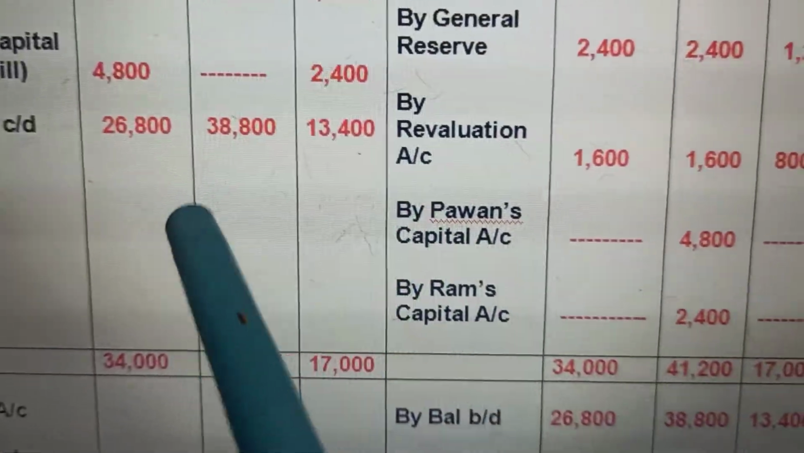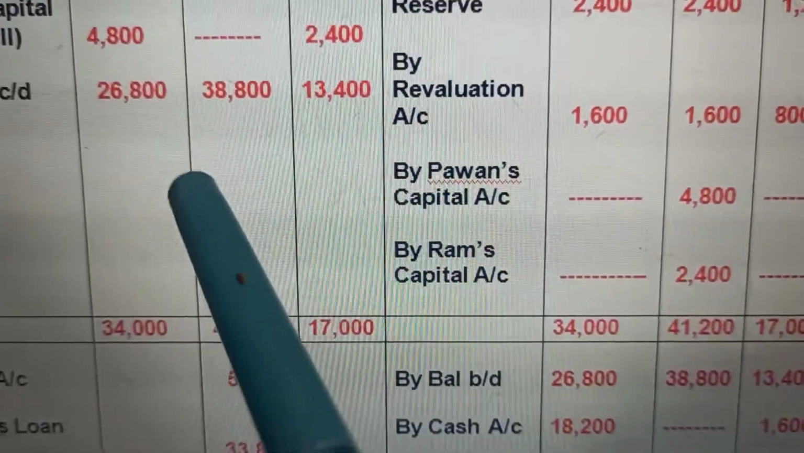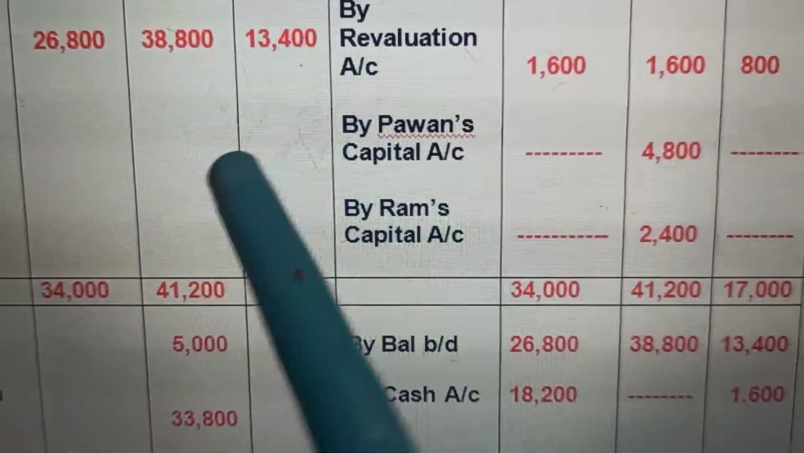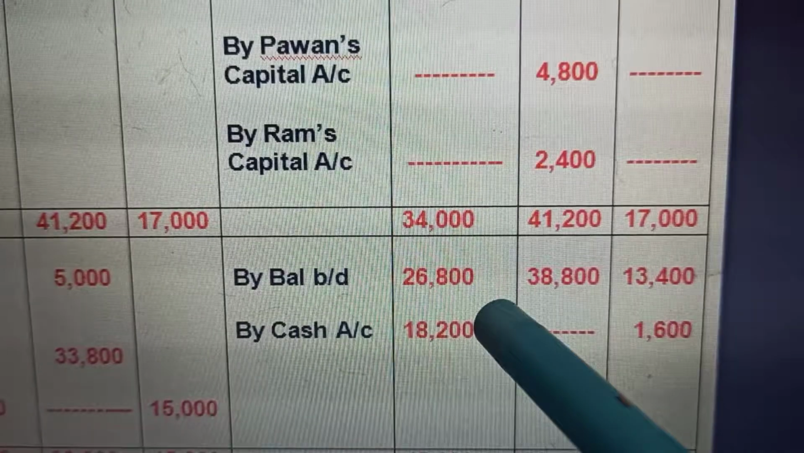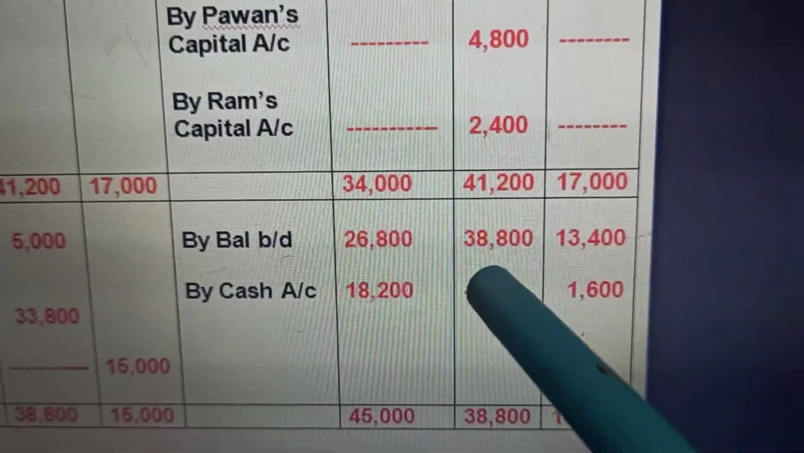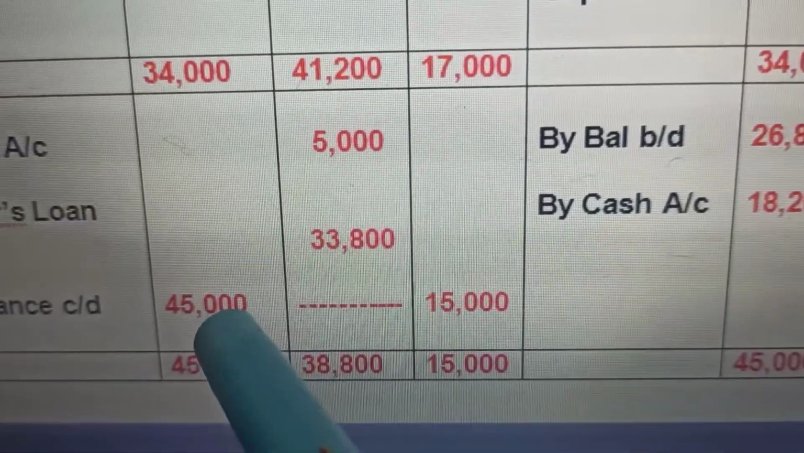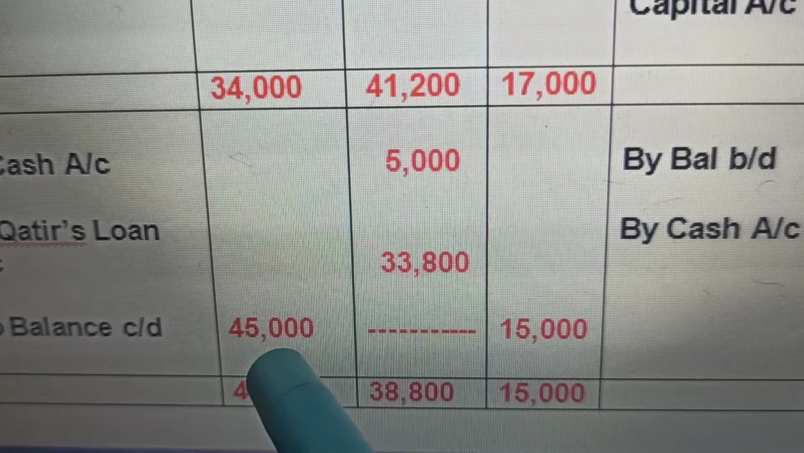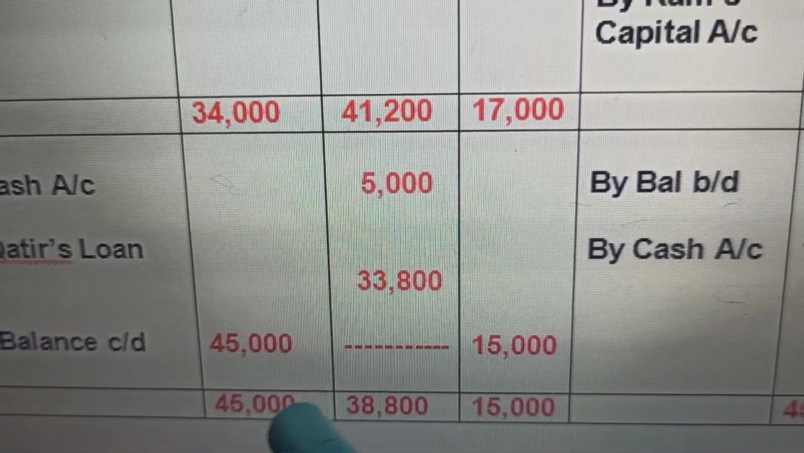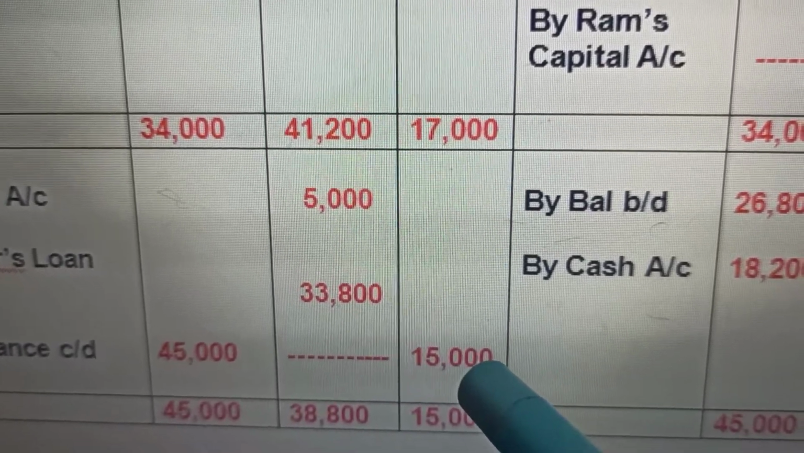Adjustment of capital is done in the adjusted account. You can make an adjusted account or you can continue doing it here. There is no problem anywhere. By balance brought down 26. These are the balances 26, 38 and 13,400. Why do we need to balance? Because they say the newly constituted firm should have 45,000 and 15,000, 60,000 in total, as the capital in the ratio of 3:1. It is given in the question.